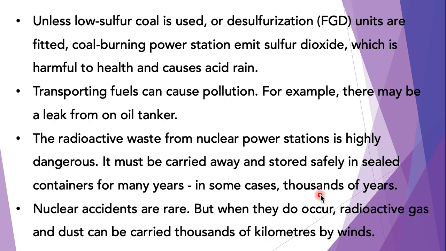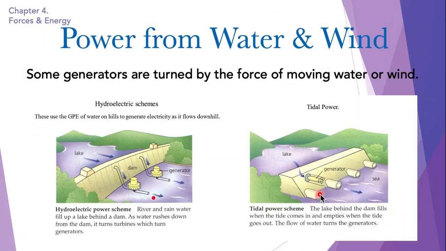We're going to understand power from water and wind. Some generators are turned by the force of moving water or wind. There are 3 examples. Power schemes like this have no fuel costs and give off no polluting gases. So these are the advantages. However, the disadvantage is that they can be expensive to build and need large areas of land. Compared with fossil fuels, moving water and wind are much less concentrated sources of energy.